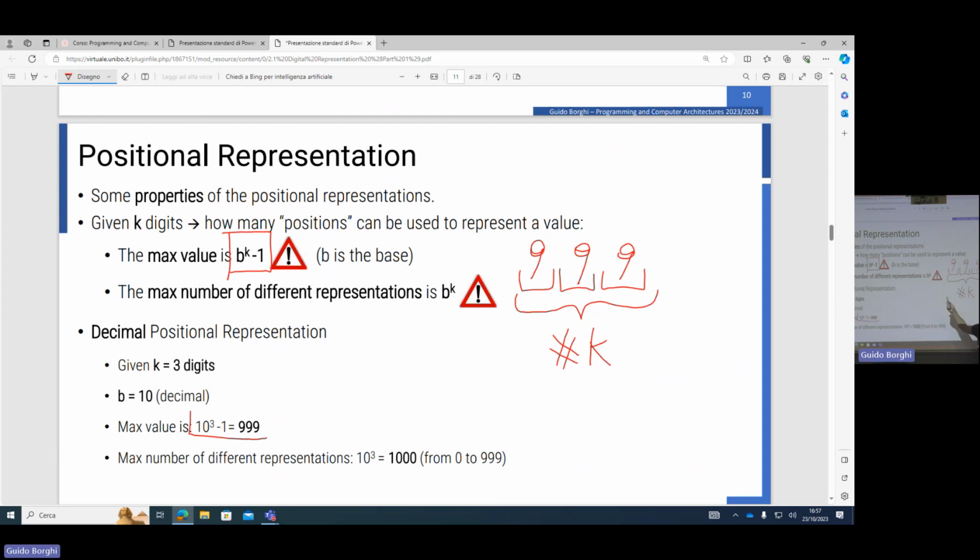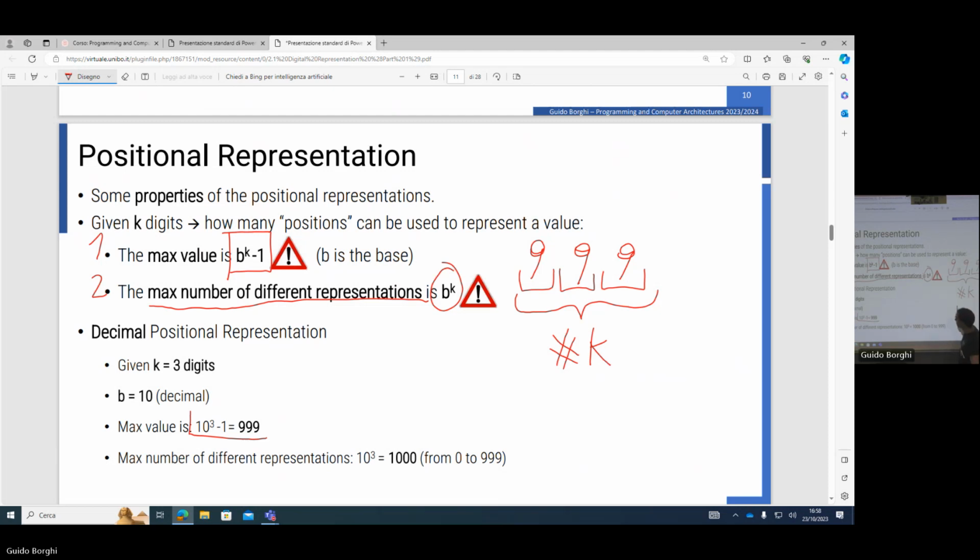10 to 3. Okay, 10 since it is the base. We are using the decimal positional representation. B is the base, and 3 is the number of positions that we can use. Then we have to remember that we start from 0, so we have to write minus 1. So the maximum value is 999. And the second rule, so the first is this one, the second is that the maximum number of different representations is B to k.